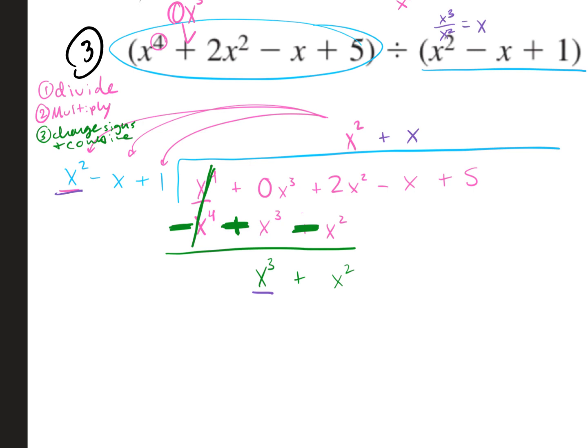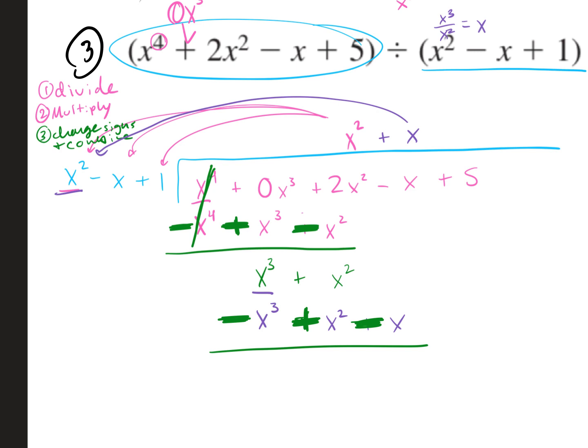Step 2 is we multiply. Multiply x times everything out front. So we get x times x squared would be x to the third power. X times negative x would be negative x squared. And x times 1 would be x, positive x. Step 3 is to change the signs and combine. So this becomes a negative x to the third power, positive x squared, and negative x.